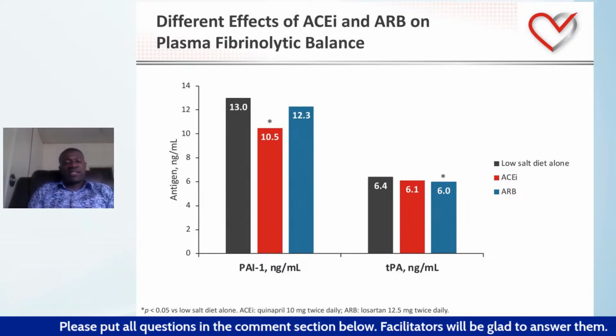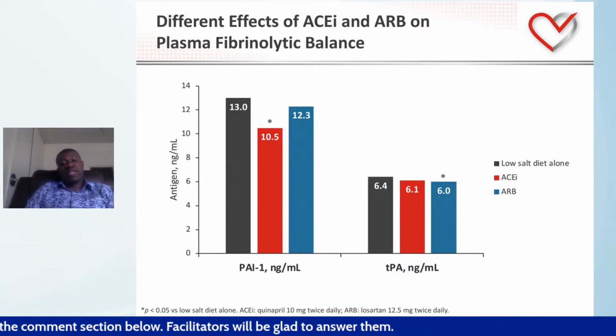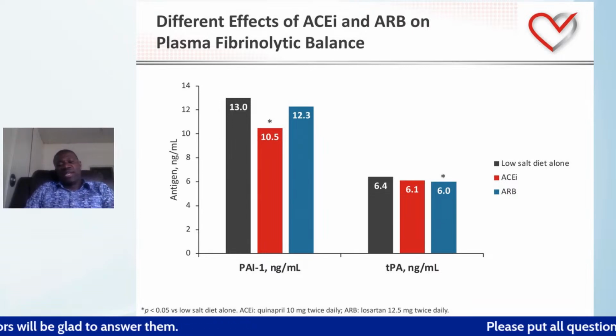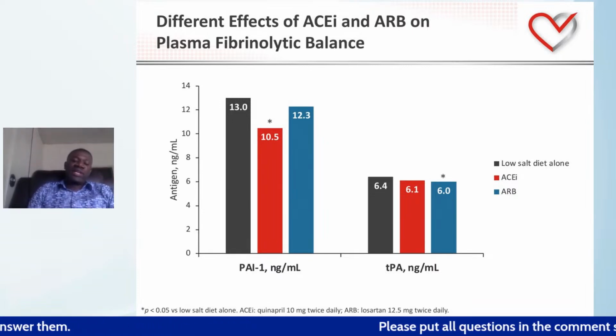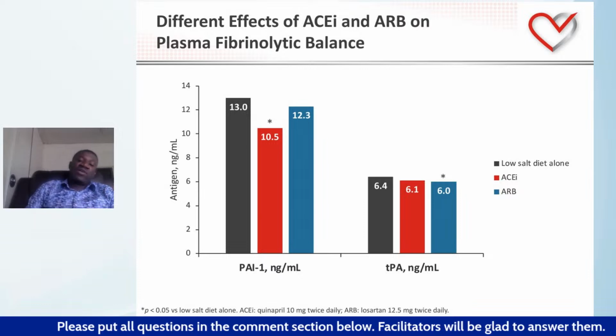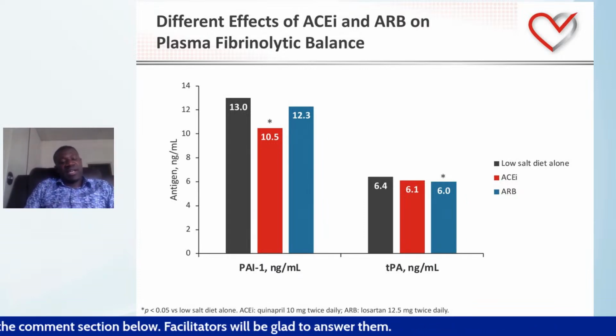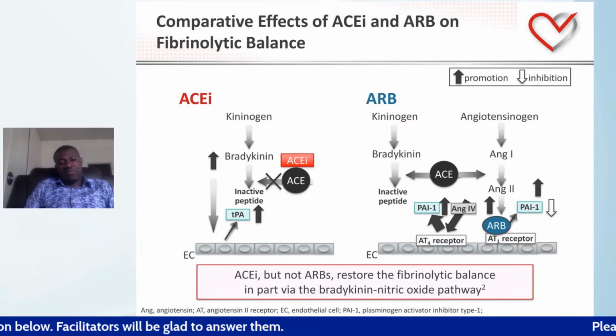And this is a diagram to show that. So this bar chart here shows you that ACE inhibition, the one in red, decreases your levels of PAI-1 compared to ARB, which is in the blue. And also when it comes to TPA, they are far apart. So you would rather choose an ACE inhibitor when you have some of these events so that you decrease the thrombogenic risk seen with the ARBs.